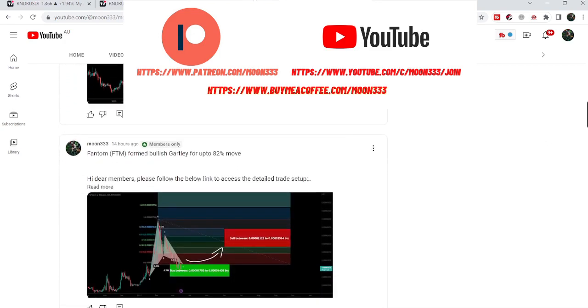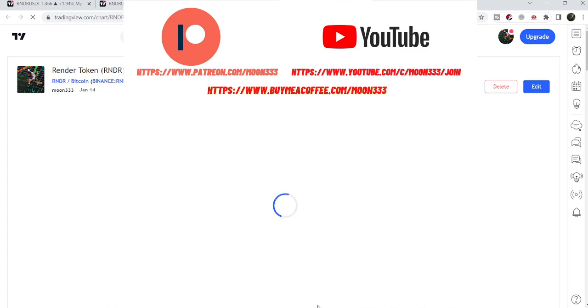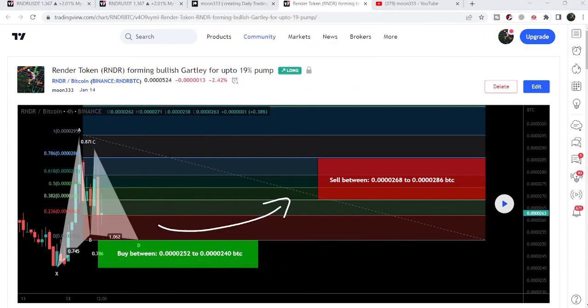So let's start the analysis. And first of all, let me begin with my most recent trade signal of Render. That was a harmonic bullish reversal Gartley pattern that Render formed with Bitcoin pair. And I shared this idea on 14th of January 2023. And this pattern was, by the way, formed on the 4-hour time frame chart. When I shared this idea at that time, it was completing the final leg. Therefore, I told my members that we can expect a slight more drop. And after a slight more drop, it will enter this potential reversal zone. And then we can expect a price reversal.